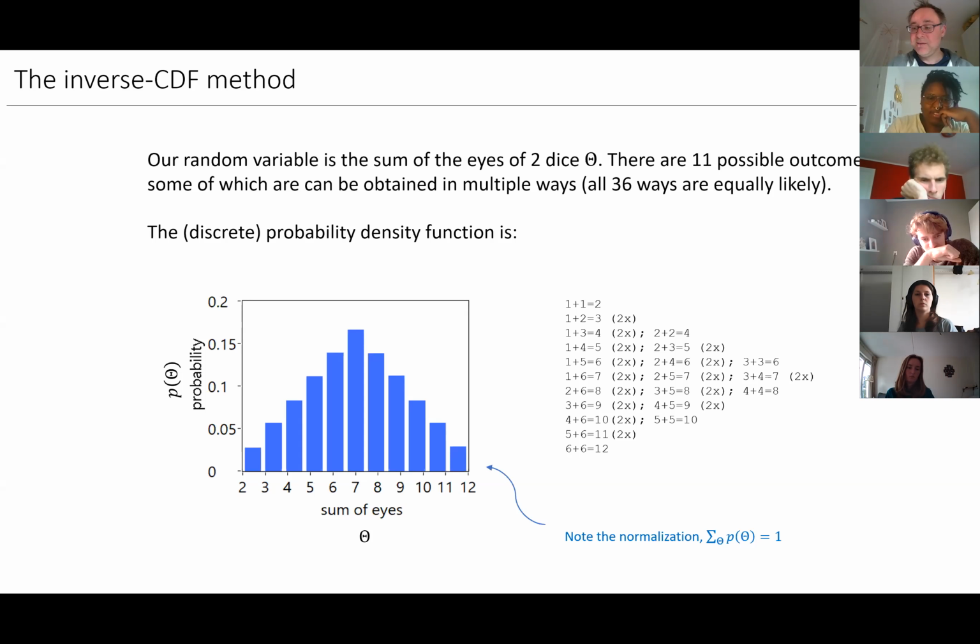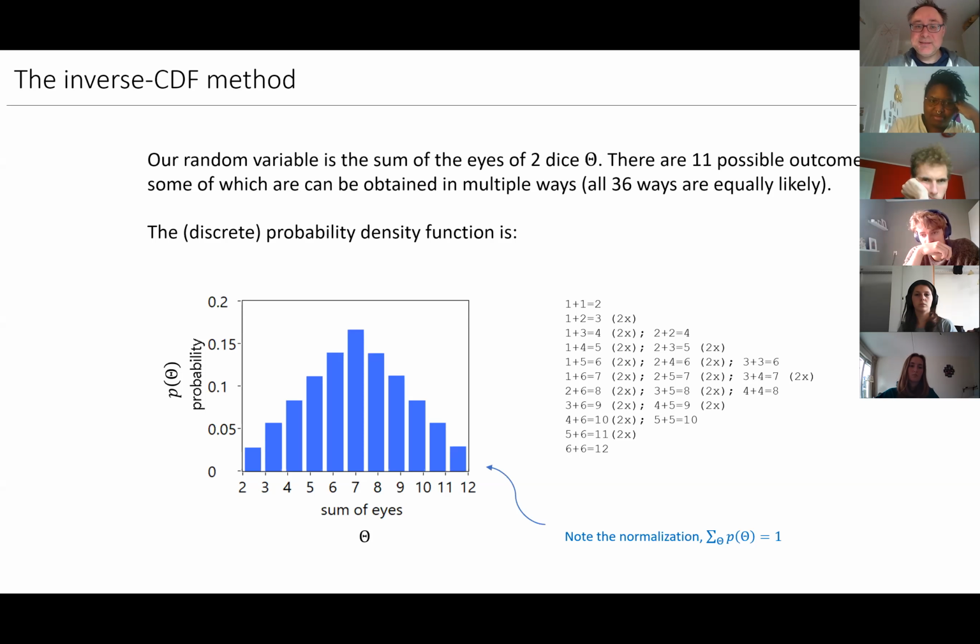It generates uniformly distributed random numbers between 0 and 1. So what we have to do is somehow convert these uniform random numbers into random numbers that follow the distribution that we would like to see.